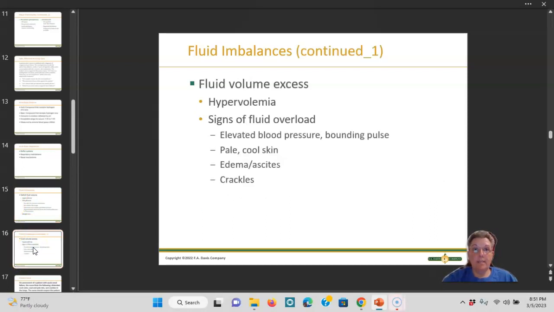So fluid excess is hypervolemia, and signs of fluid overload would include elevated blood pressure, a bounding pulse, pale, cool skin, edema, ascites, so lots of swelling, crackles, and eventually JVD, jugular vein distension, bulging veins, bulging fontanelle on a baby. That means way too much fluid.